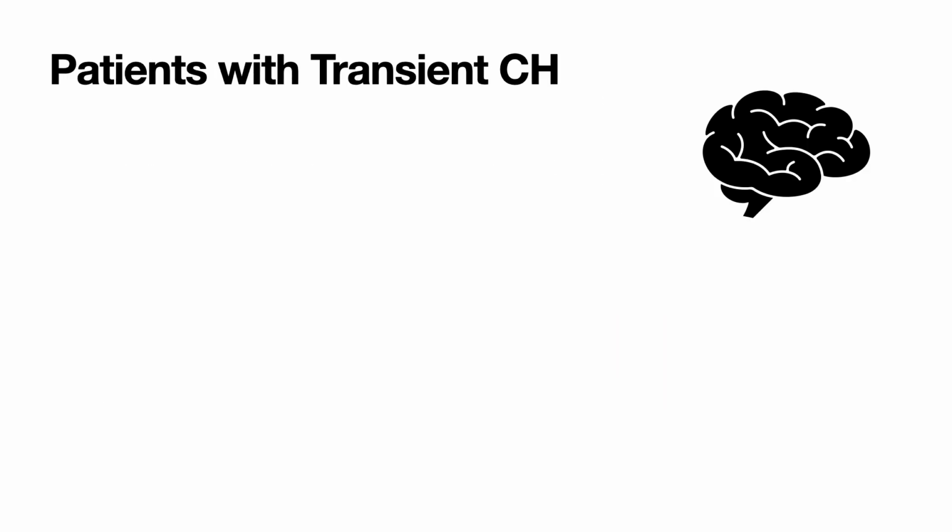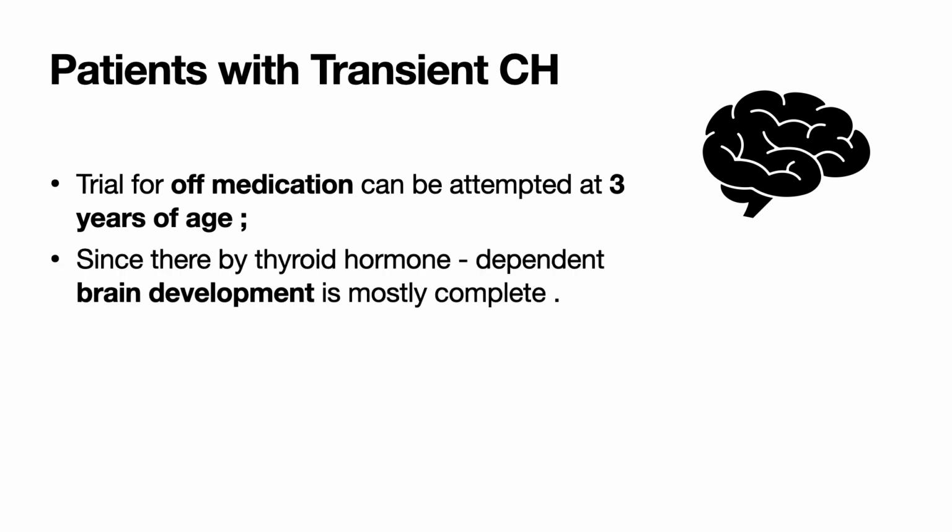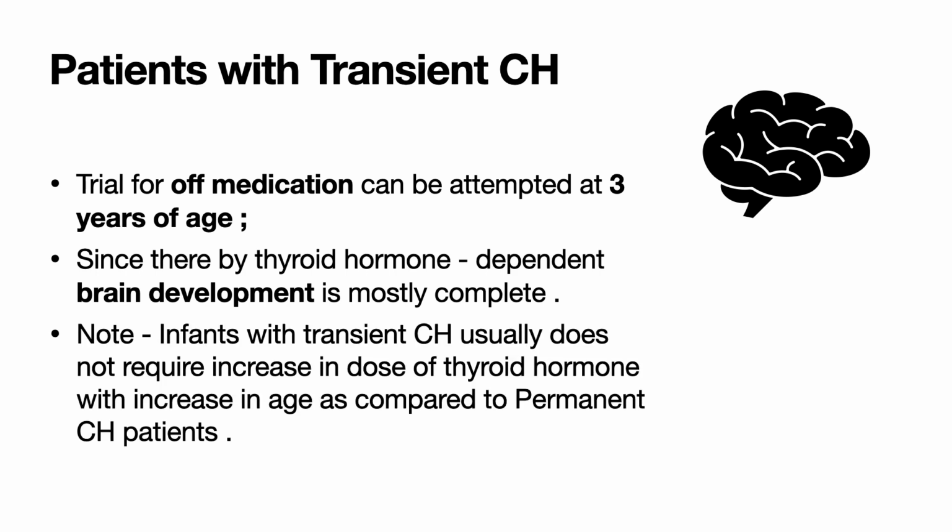In patients with transient congenital hypothyroidism, the trial for off medication can be attempted at 3 years of age, since thereby thyroid hormone dependent brain development is mostly complete. Note, the infants with transient congenital hypothyroidism usually do not require increase in dose of thyroid hormone with increase in age as compared to the permanent CH patients.